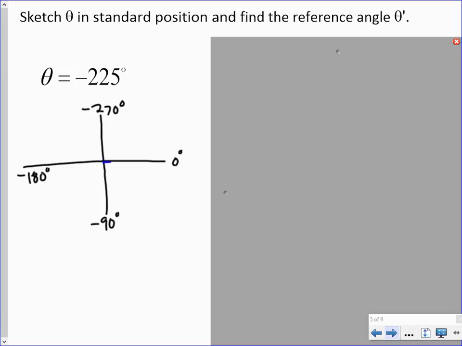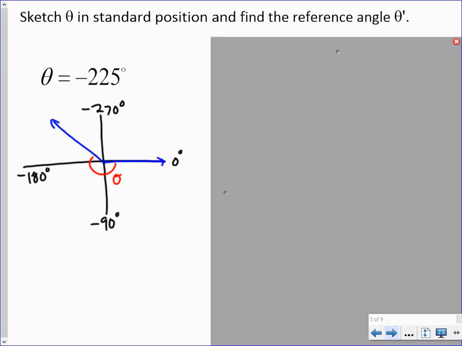So I'll keep my initial side on the positive x-axis and put my terminal side in quadrant 2. And that represents my angle theta. So I've sketched the angle theta. And by doing a sketch of the angle, that makes it really very clear for calculating your reference angle. Will you be doing 180 minus the angle, the angle minus 180, or 360 minus the angle?